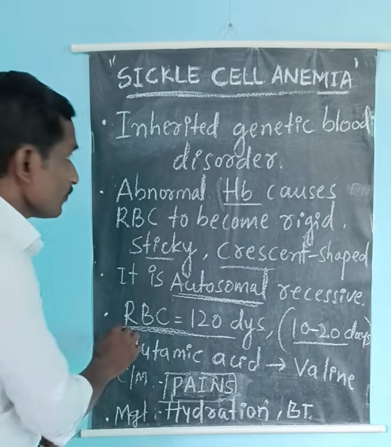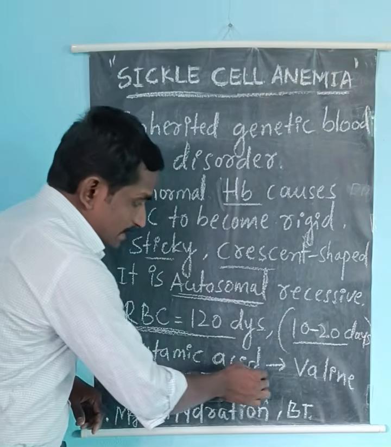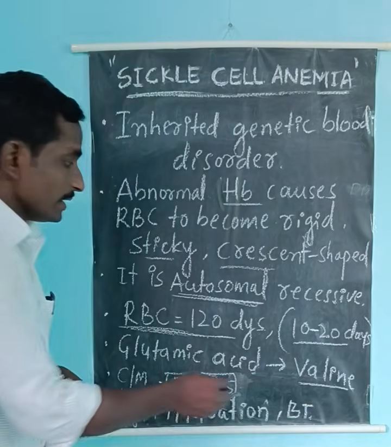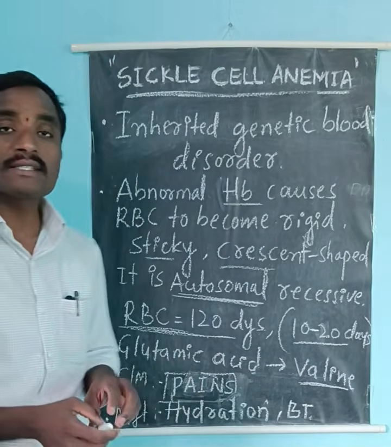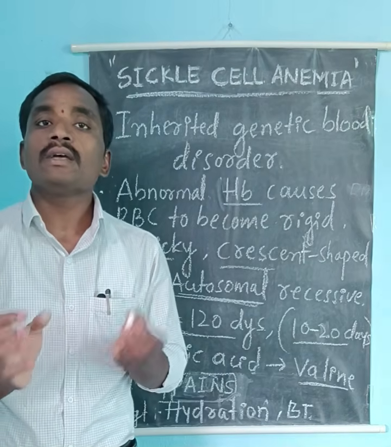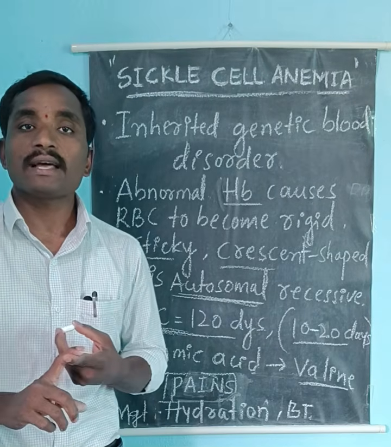What really happens in sickle cell anemia? The glutamic acid is replaced by valine. Here the glutamic acid is very important. It is hydrophilic, it loves water, so it gives the normal round shape. The shape of these RBC cells is flexible as well as round.